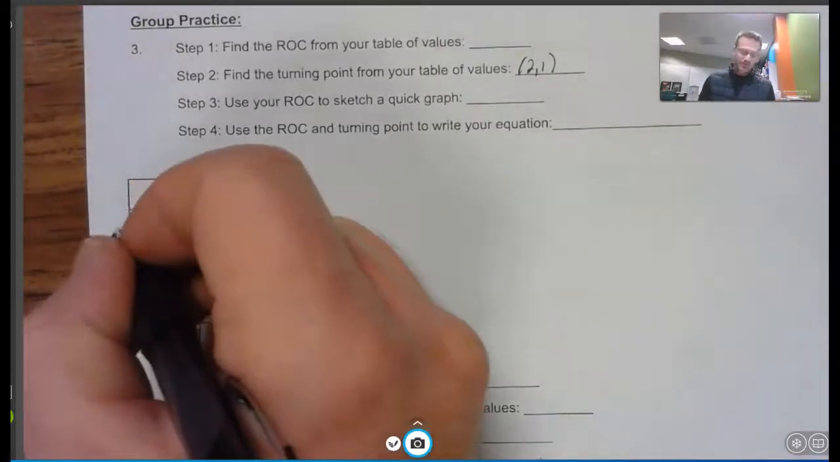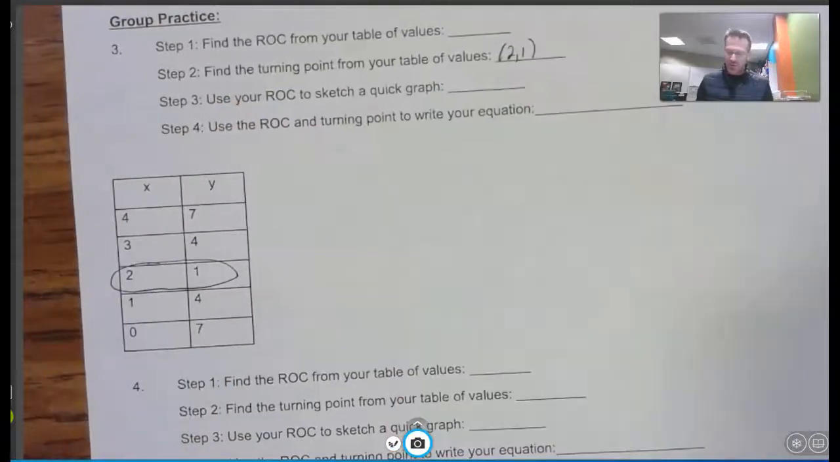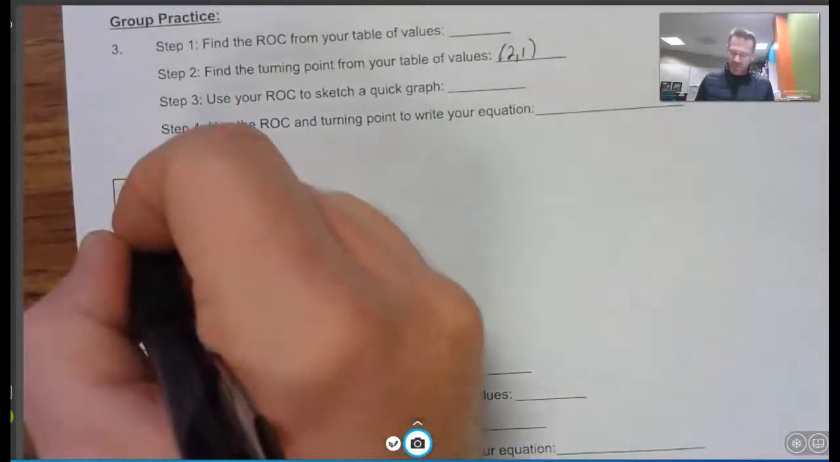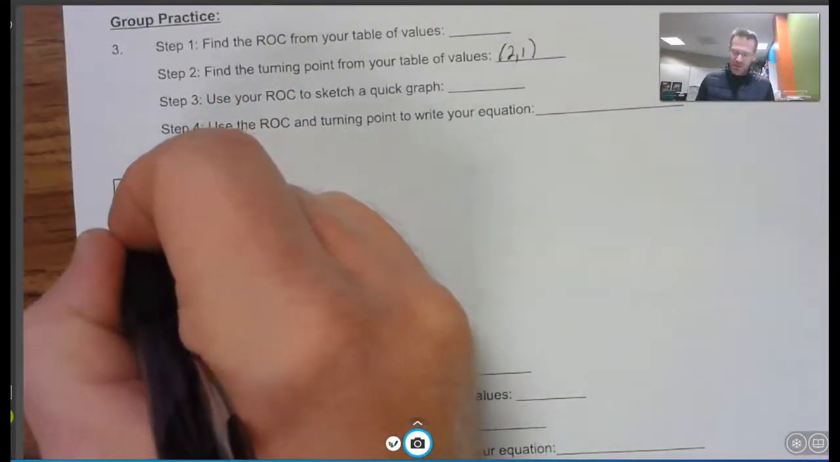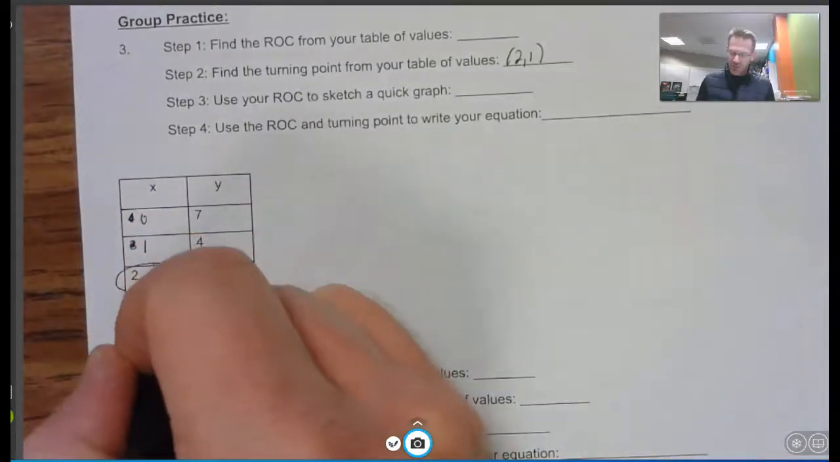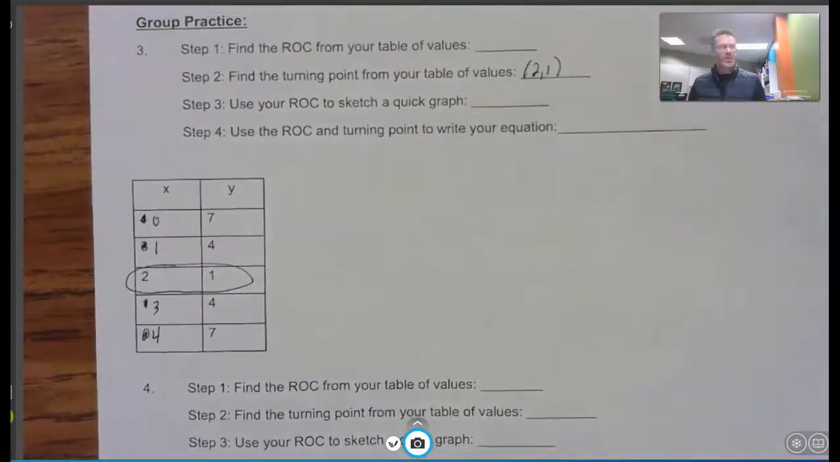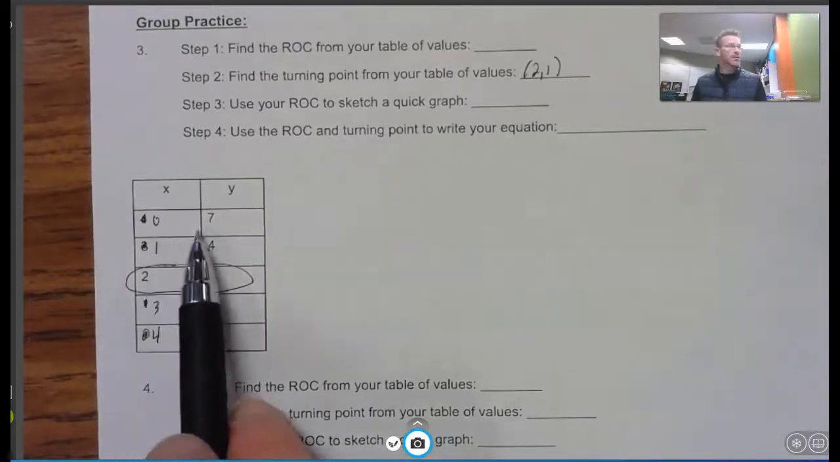Oh, my table is backwards here. I'm not sure why that is. I'm going to change that here. It should be 0, 1, 2, 3, and 4. So 0, 1, 2, 3, and 4. I'm not sure why it's reversed. Hopefully it's not reversed on your paper.